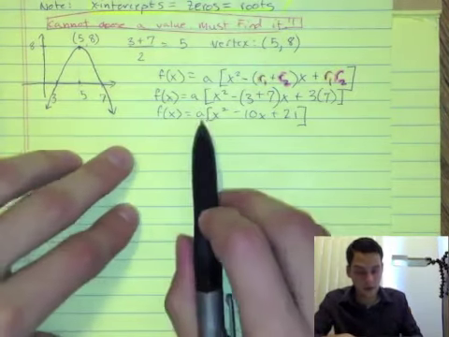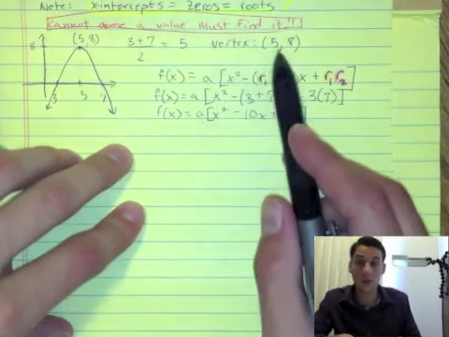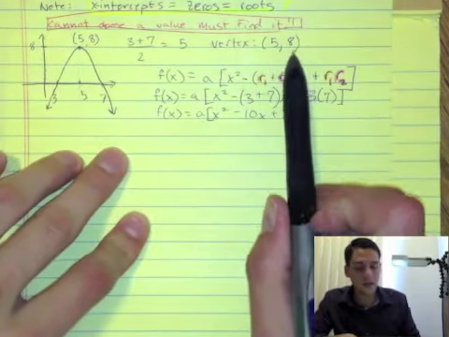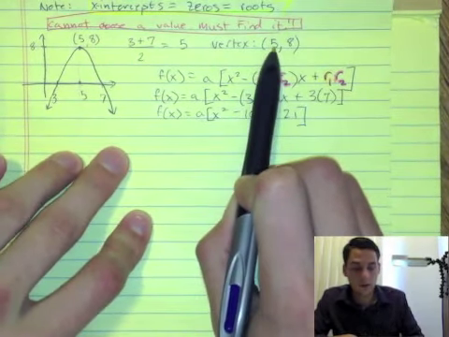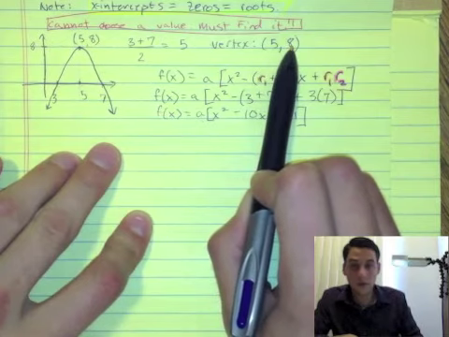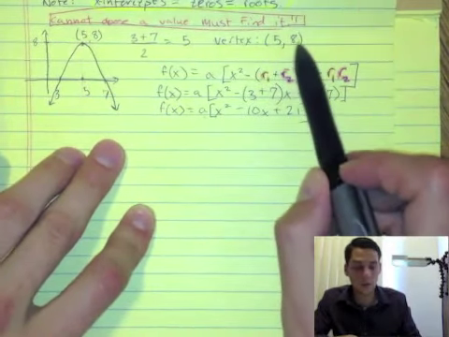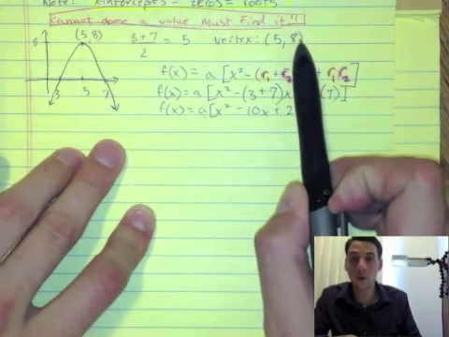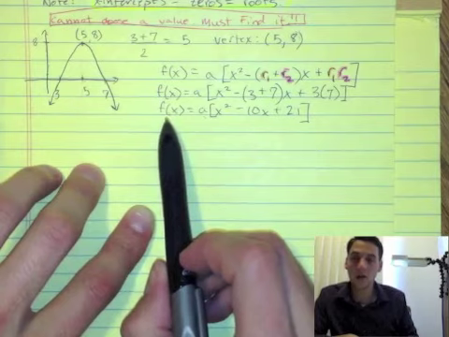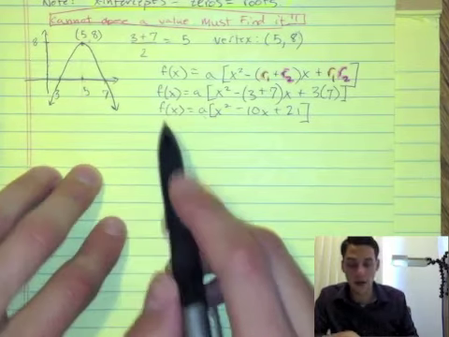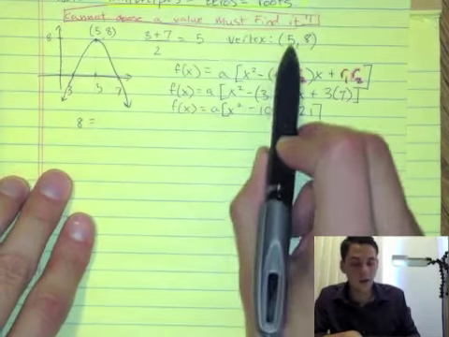Now, to find a, we use the vertex that we were given, or that we found. The vertex has an x-coordinate and a y-coordinate. Since this is the vertex of the equation I'm trying to find, I'm going to plug in the y-coordinate of the vertex for f of x. So instead of writing an f of x, I'm going to write 8. And instead of writing an x, I'm going to write a 5.